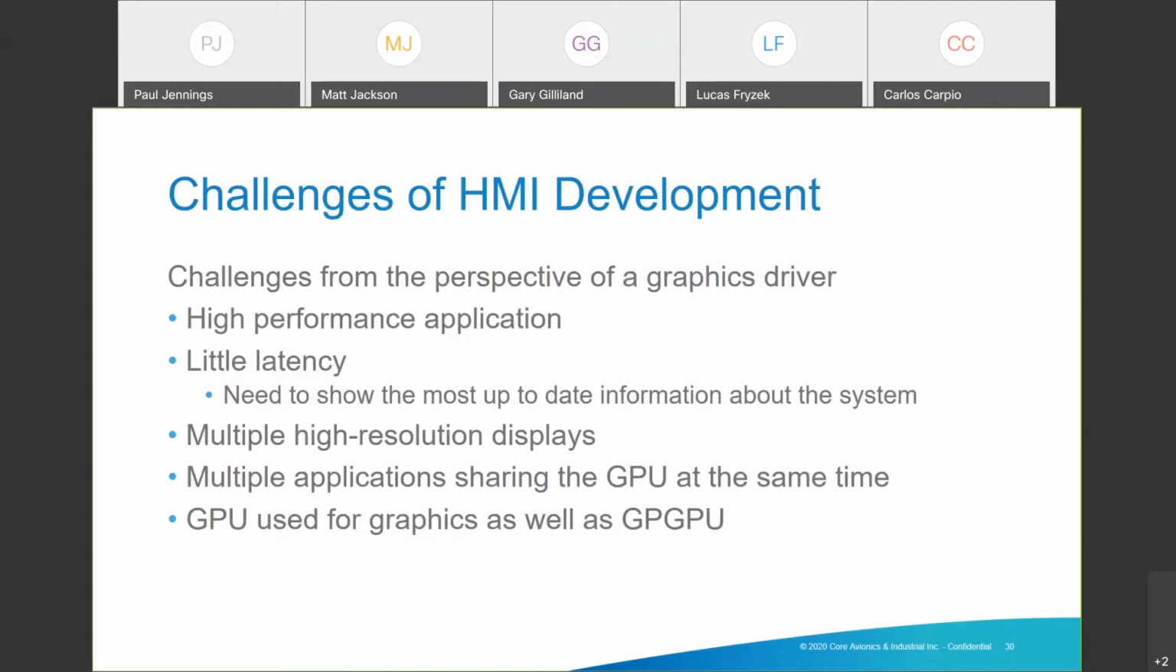So, 4K on multiple displays, two or more displays, multiple applications sharing the same GPU. So there can be multiple applications that are executing on potentially different cores, sharing a single GPU, and they might also have different certification levels as well. And then the last challenge that we see is that customers want to use the GPU for more than just graphics. They also want to be able to do GPU processing or GPU-based compute processing.